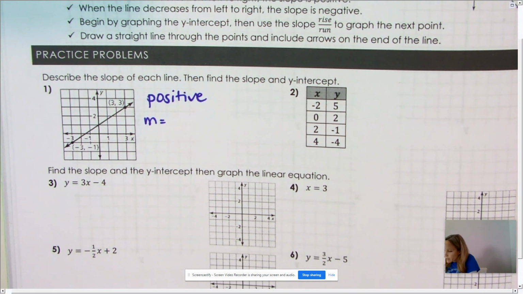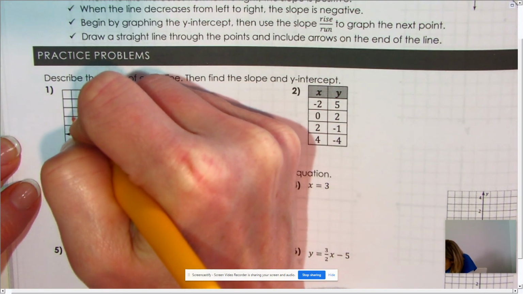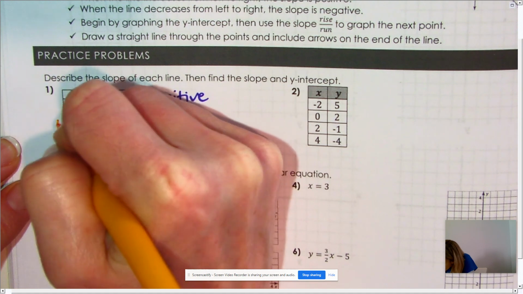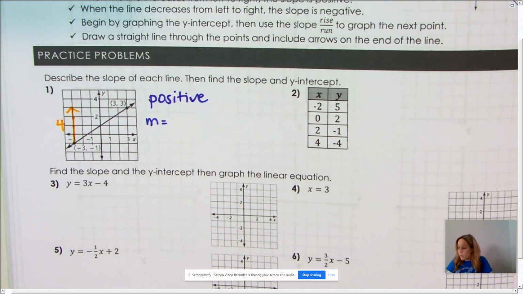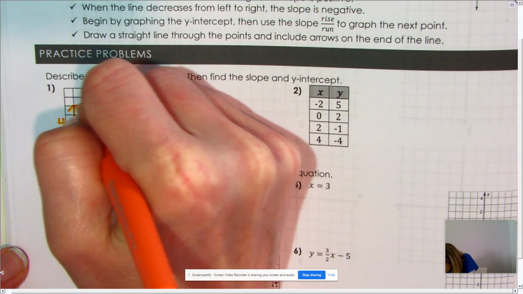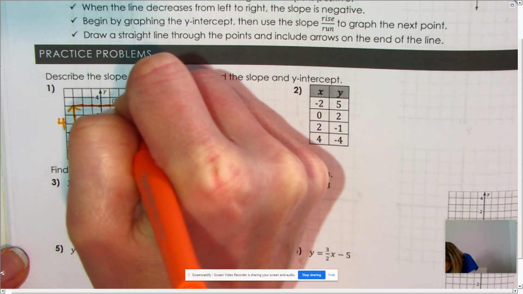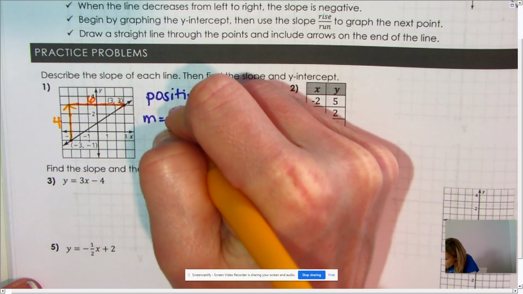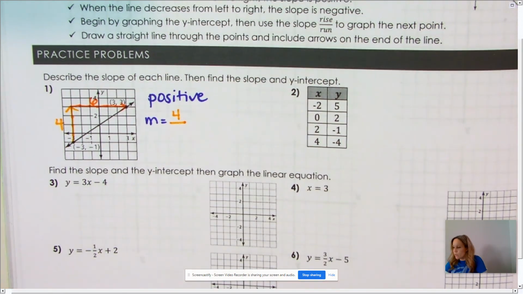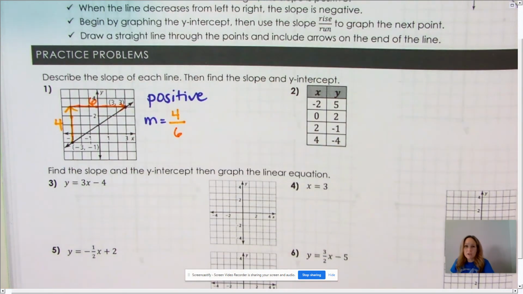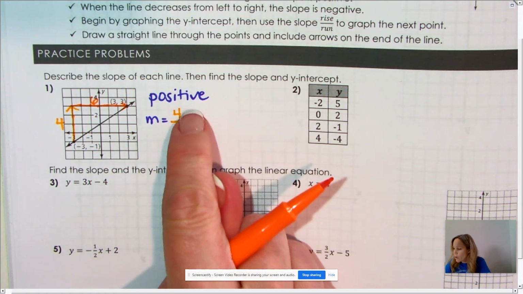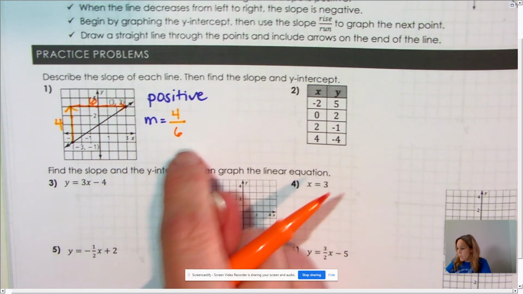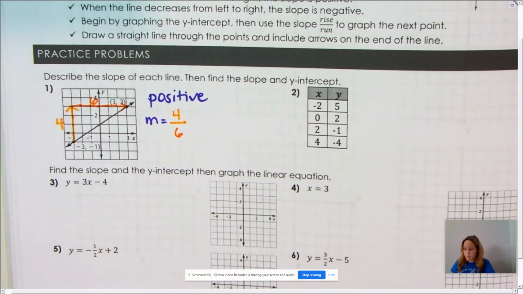And then we're going to count how far did it go up. Let me switch to a lighter color here. So 1, 2, 3, 4. So it went up by 4. And then we're going to see how far it went over. So 1, 2, 3, 4, 5, 6. So over by 6. So remember, when I write the slope, I always put the up or down component on the top. So it went up by 4, and then it went over by 6. And if you ever forget, read this fraction, 4 over 6. Okay, we say over in front of the one that's on the bottom.